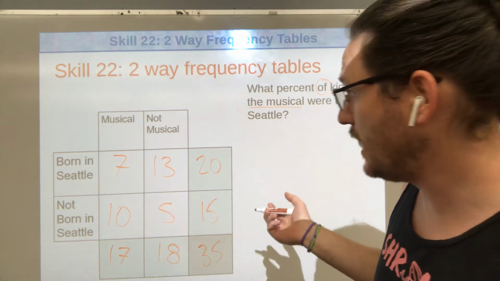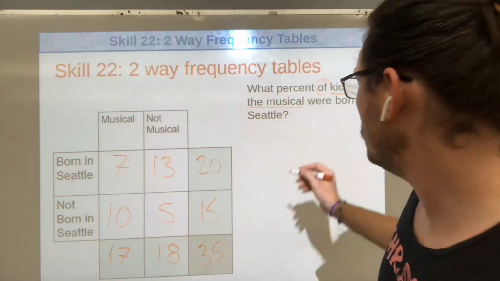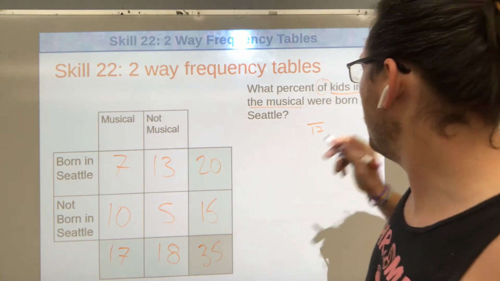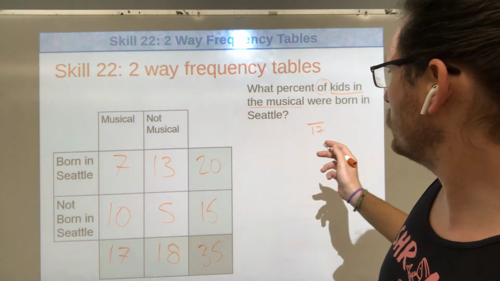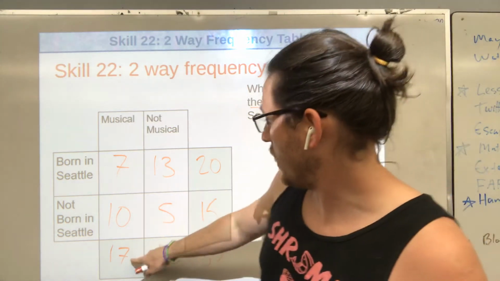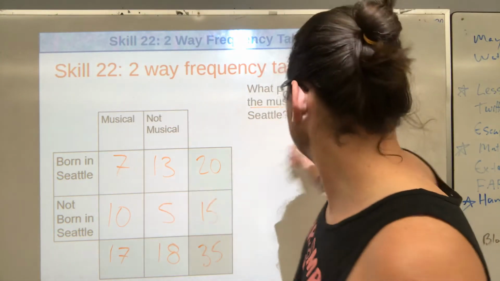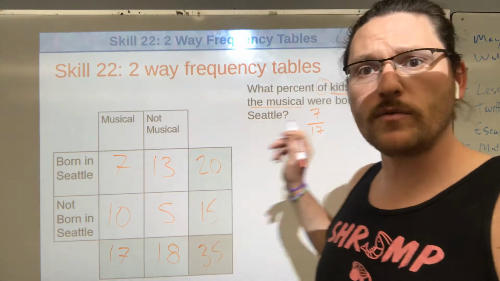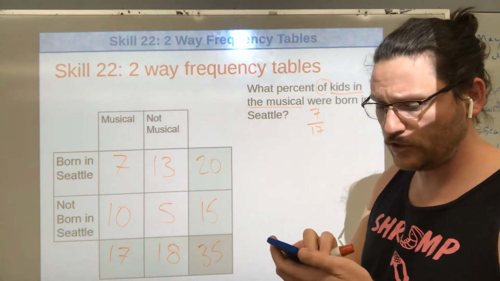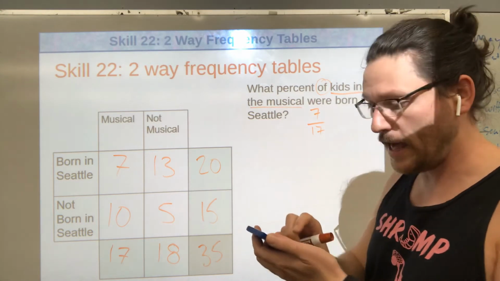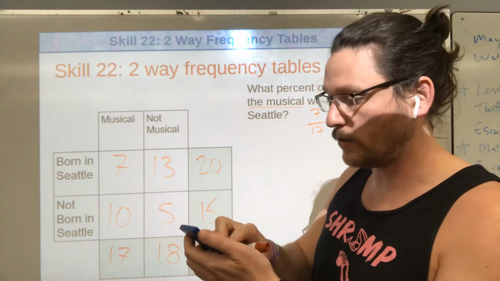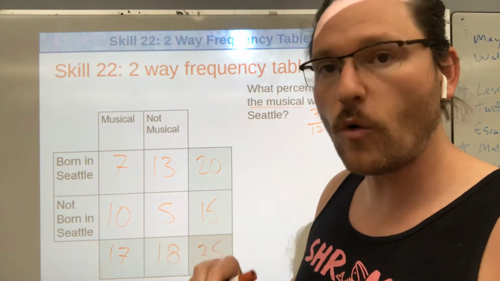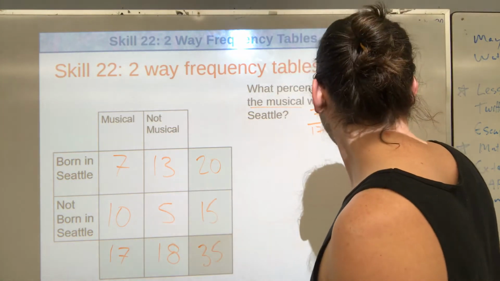So if we go over to our table, how many kids are in the musical? I see that there are 17 kids in the musical, and how many of those kids were born in Seattle? Right, here's our 17. Of those 17, we have 7 who were born in Seattle, okay? And then we can pretty quickly turn that into a percent by just going 7 divided by 17, which gives us 0.41 or 41%.